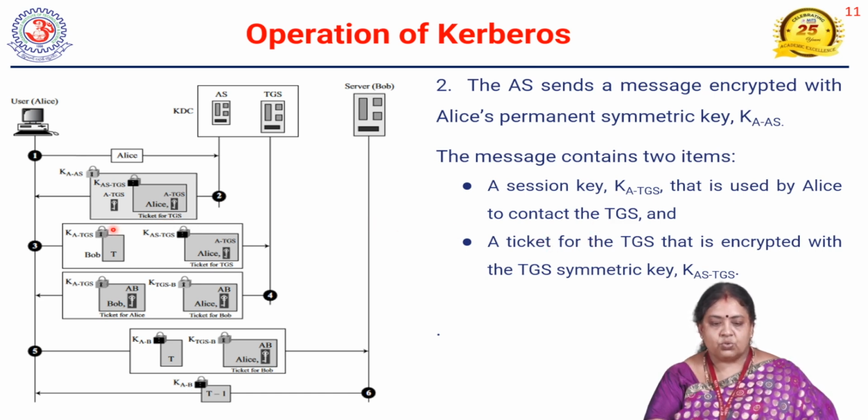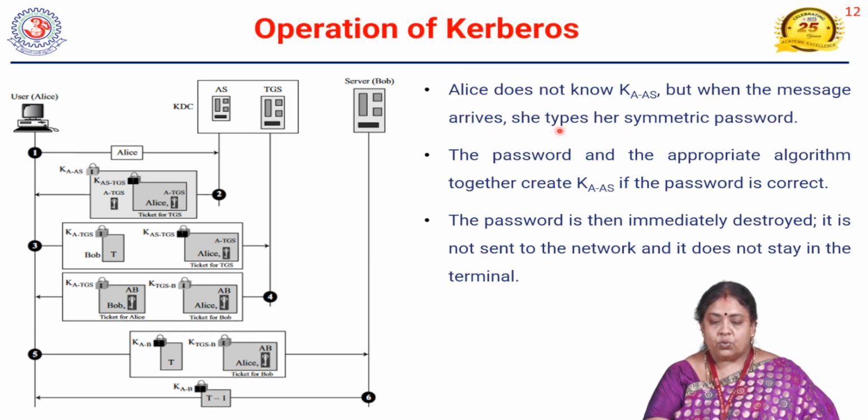Ticket means it is going to include the identity of the user, that is Alice, and that is encrypted by using the symmetric key between the AS and TGS. The key is in between the AS and TGS. That is the second step. Okay, so that's what we discussed.